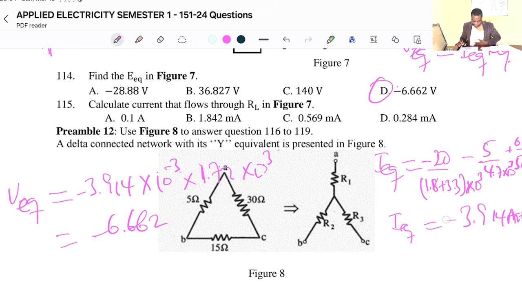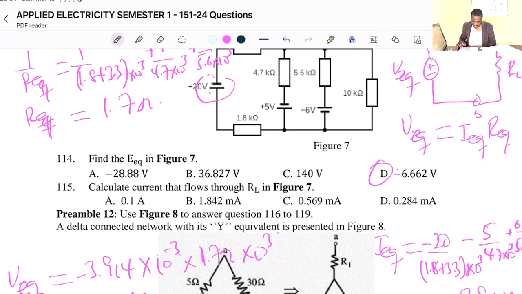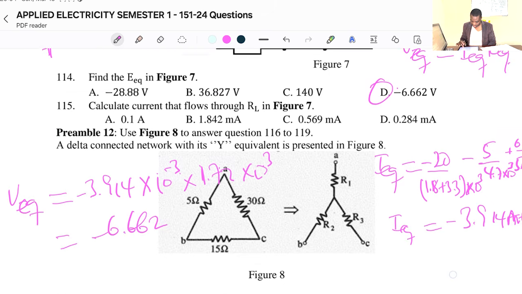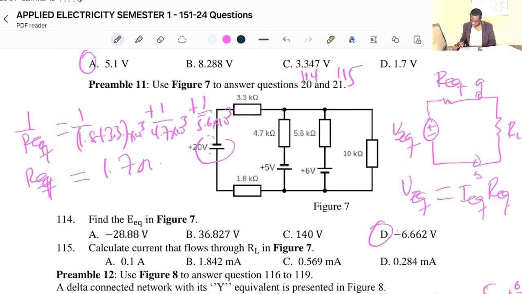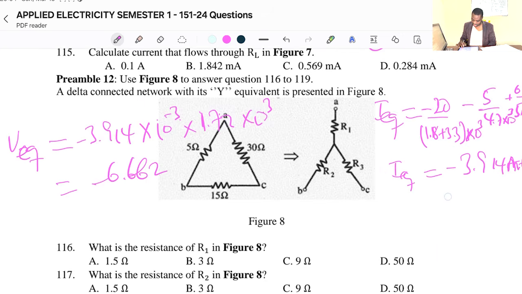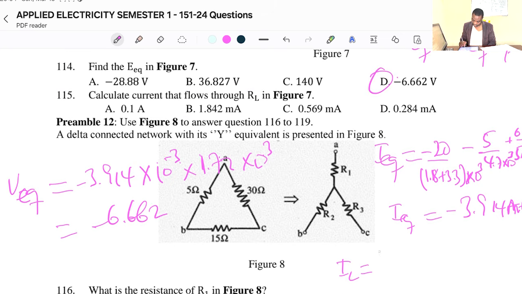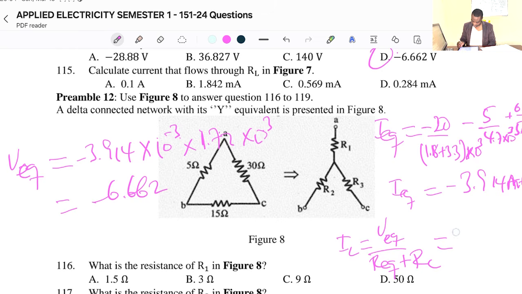Okay. Now, question 115. Calculate the current that flows through the load resistor in figure 7. So once I know the equivalent voltage and the equivalent resistance, I can get the current passing through the load resistor. And how do I get it? By just saying the current will be equal to what? The equivalent voltage over the equivalent resistance plus the load resistance. So that will give us minus.